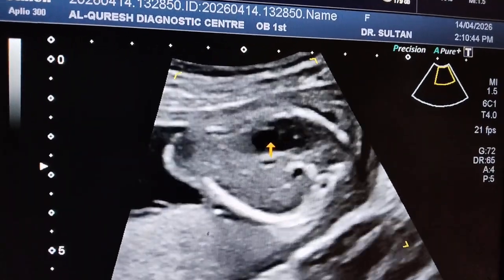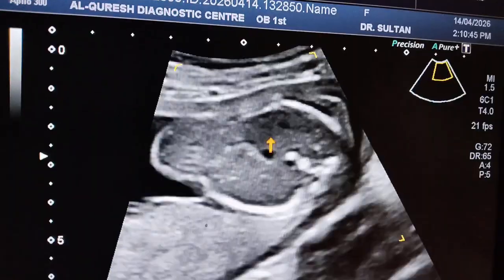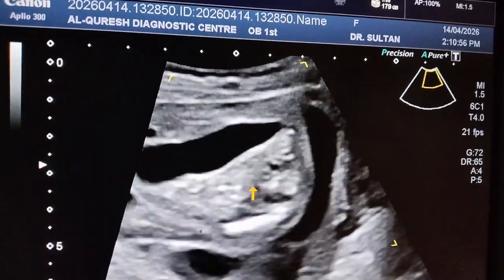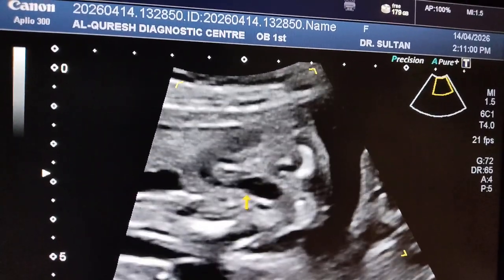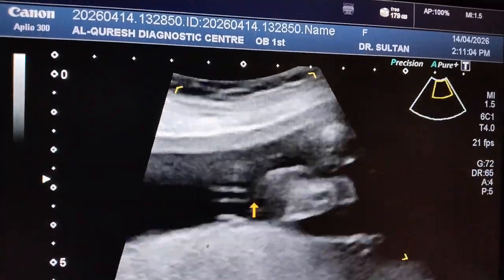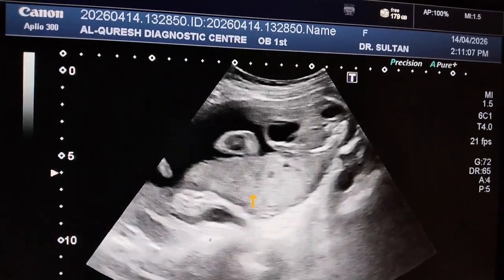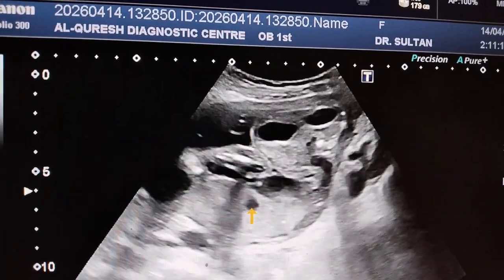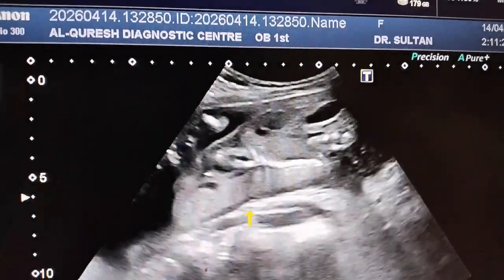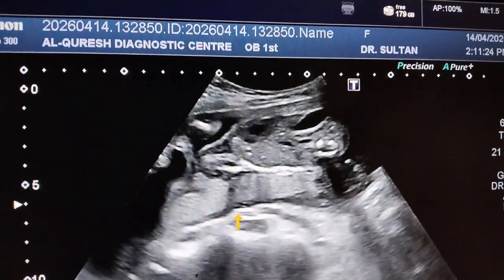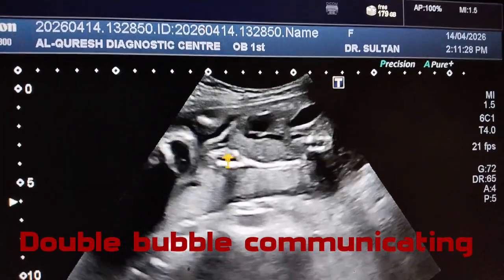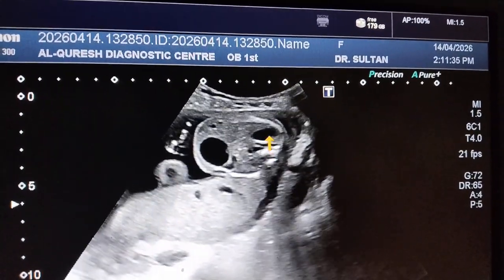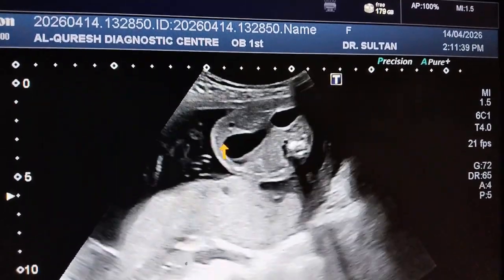Liver, fetal heart, collapsed bowel loops, urinary bladder. Double bubble, communicating.